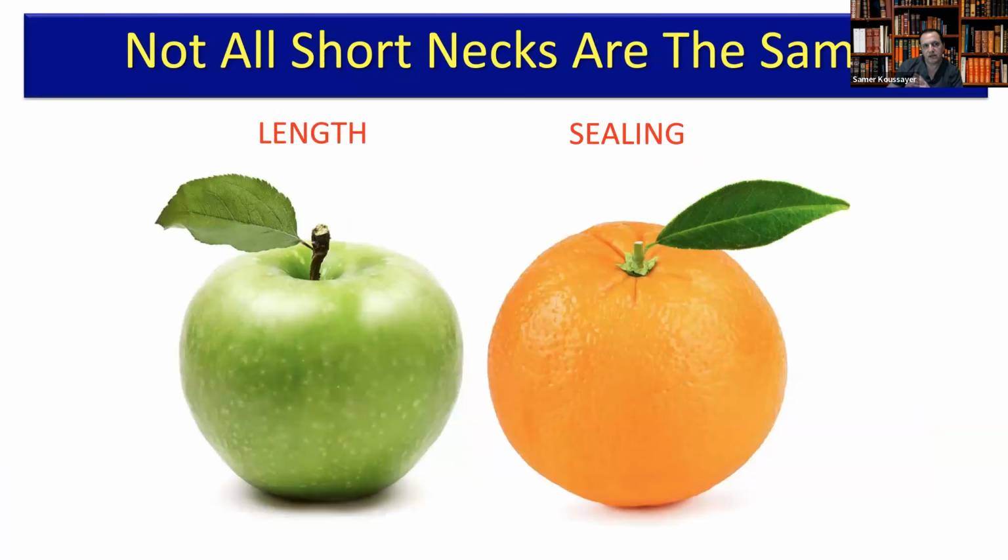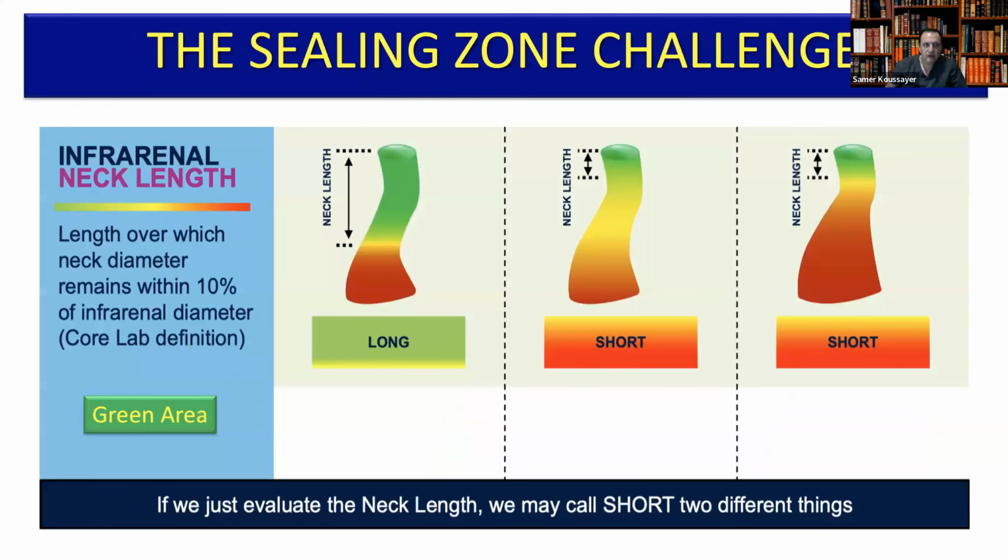So I talked about that last time. I know if you guys still remember about lengths and the sealing zones. Not all short necks are the same. And this is very important when you talk about short neck. What do you mean by neck? The length of the neck of the aneurysm is the length over which the neck diameter remains within 10% of the renal diameter. This is the green area.